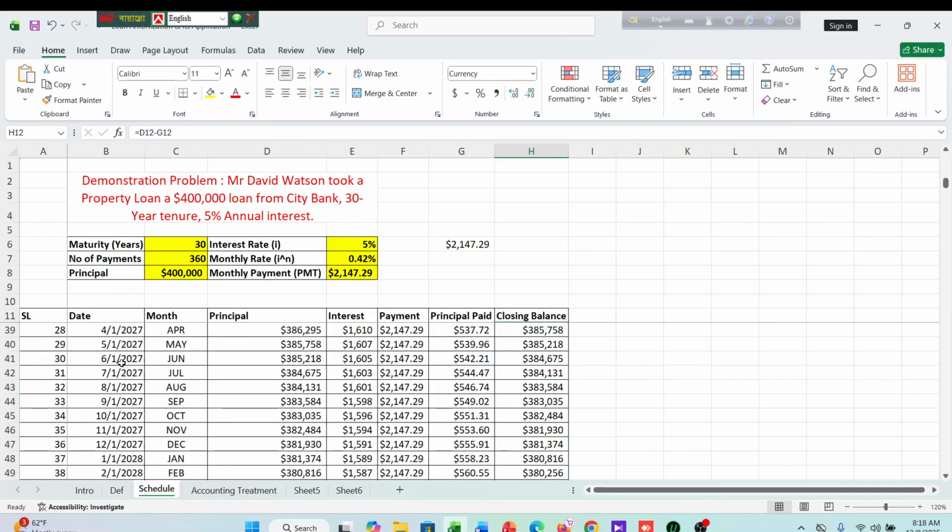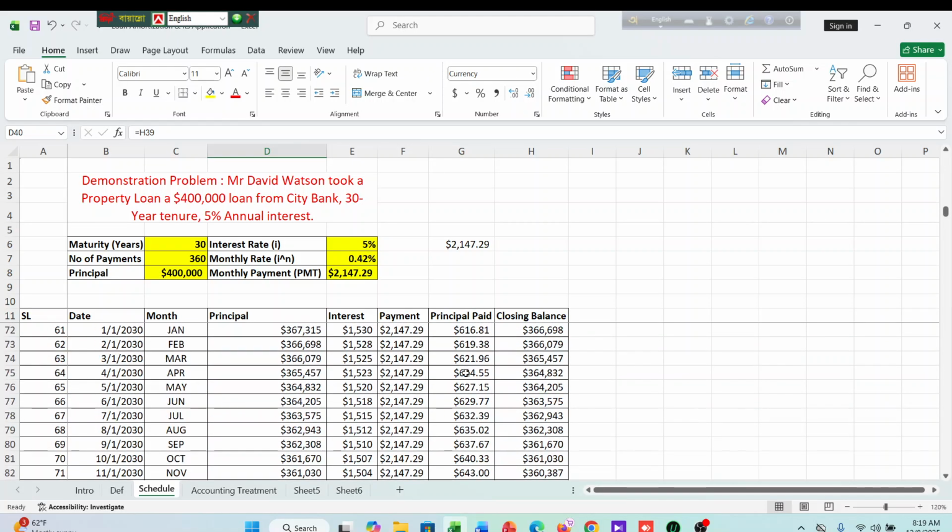Just look at this. We are already paying. If we take an example, in 2027, in the 29th month, our principal amount was 385,758, and our closing balance was 385,218. So it is reducing. We can all watch it reducing.